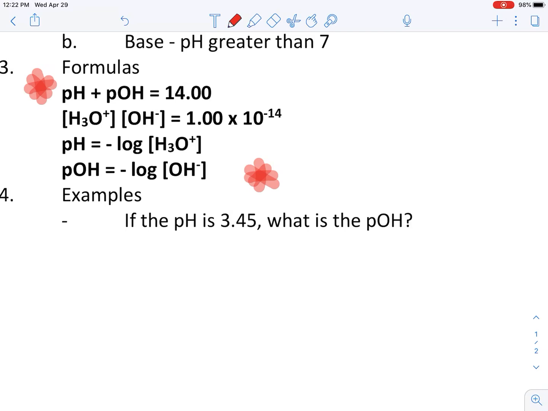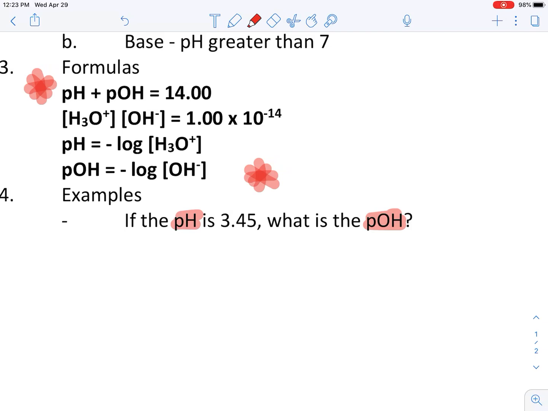So let's go ahead and jump into an example and see what we got. Guess I wanted to keep the highlighter going. All right, so what we do to figure out which formula do we use, because I just gave you 4 of them, how do we know which one we use? Well, let's look at the problem and see what it says. The problem says if the pH is 3.45, what is the pOH?